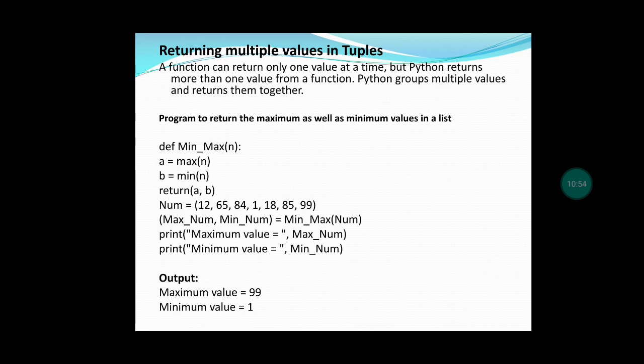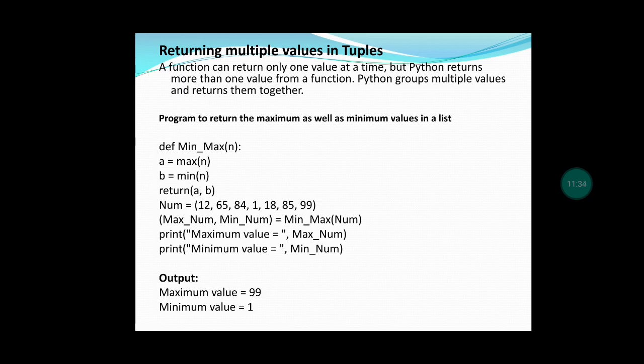Next, returning multiple values in the tuple. We can return not only one value, we can also return multiple values. By seeing this example, you can easily understand. Here we are returning both the maximum and the minimum values. Here we have used the function keyword def, as we discussed in the previous lessons. After that the function name is min max of n, a equal to max of n and b equal to min of n. Return a comma b.